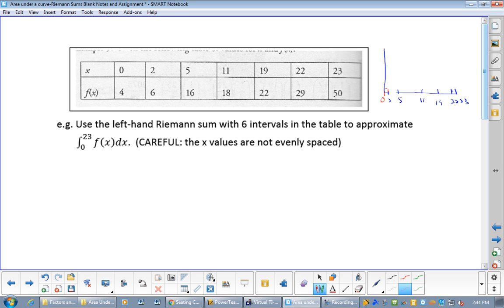So our first interval would be 2, our second would be 3, then 6, then 11 to 19, we've got 8, and then 22 minus 19 is 3, and then 1. Okay, do you see those intervals there? Or you could do them here. That's 2, and this one is 3.